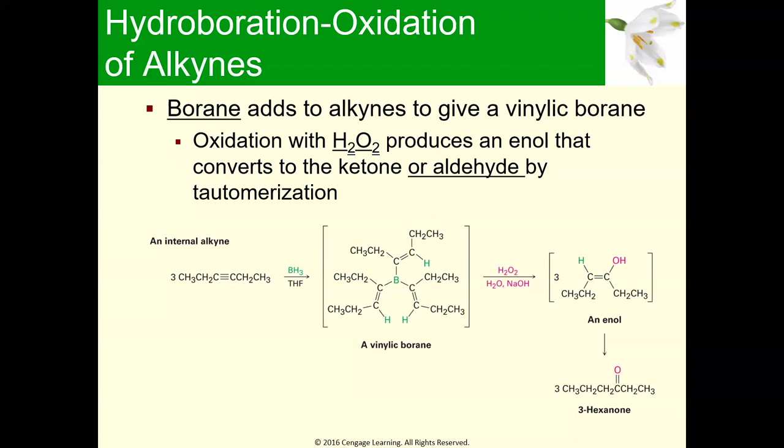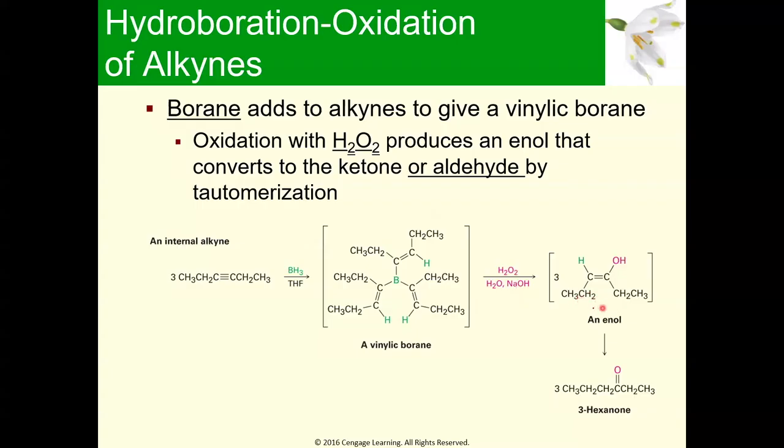Okay, don't get lost in all the drawings here. I'm trying to point out a few things. Because this is a BH3, it can interact with three alkynes and form this intermediate. And then once it does that, you subject it to the hydrogen peroxide under basic conditions, and it breaks this apart. It breaks all these boron-carbon bonds, okay? And again, because of steric effects, the alcohol group is going to go on the least substituted carbon, the one that's less crowded is really what it comes down to.